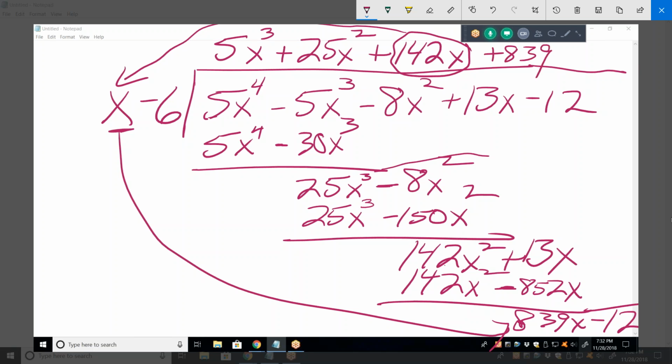Now when you multiply that, whatever 6 times 839 is going to be what goes under the minus 12. So what does your calculator say?